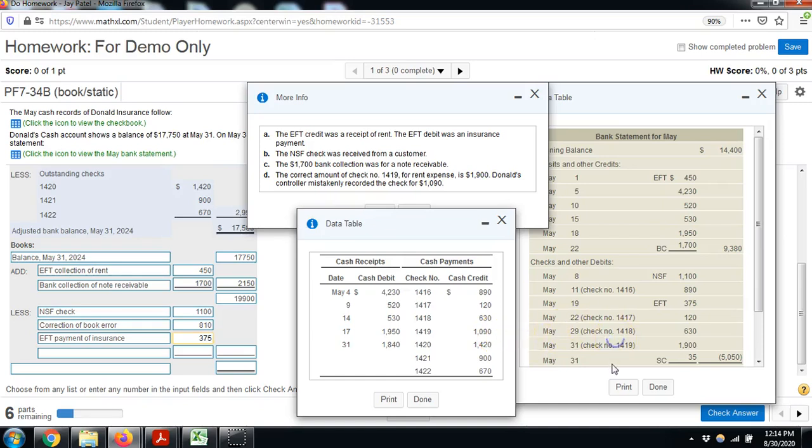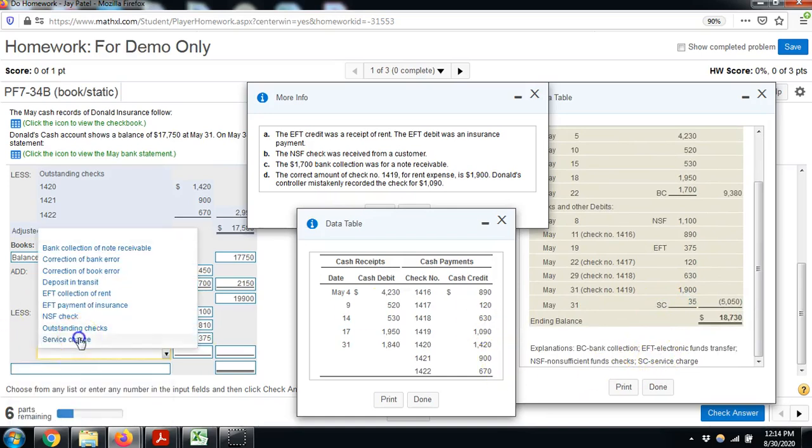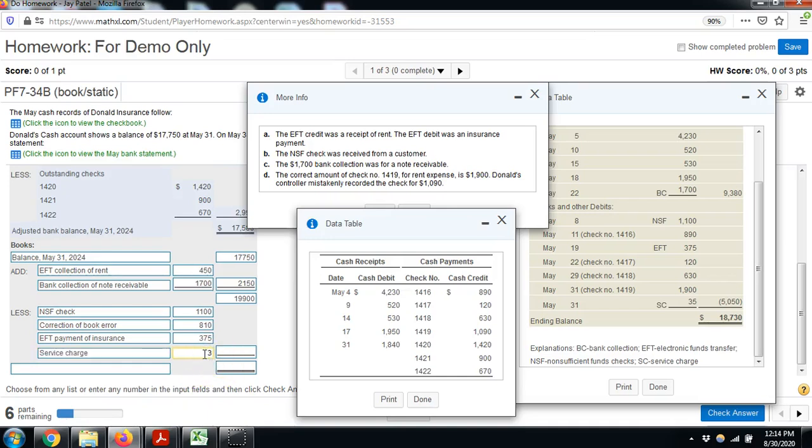Okay, and anything else? So it looks like we have this right here. SC stands for service charge. We have bank fee, $35. Again, the bank didn't send us an invoice or anything. We just are learning about this fee when we get the bank account statement.